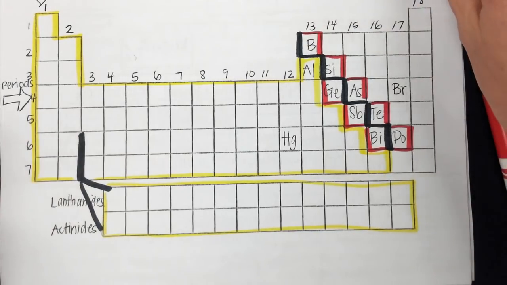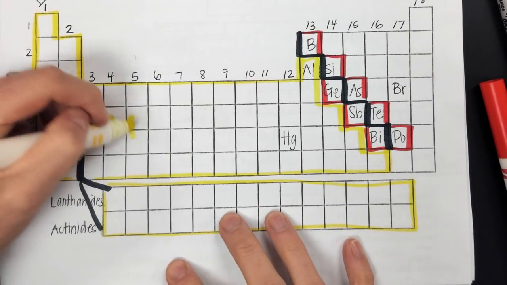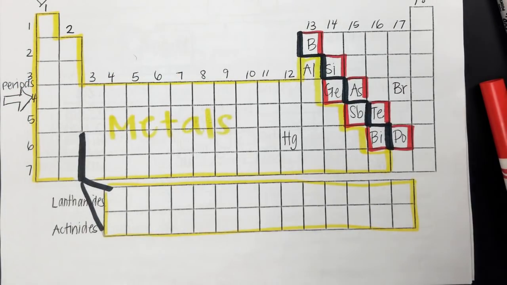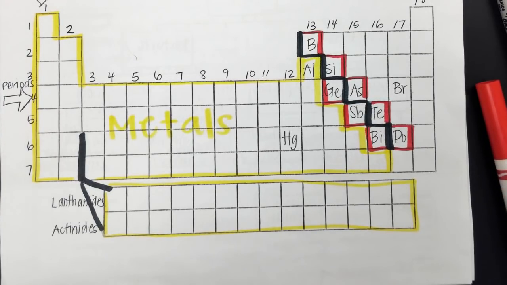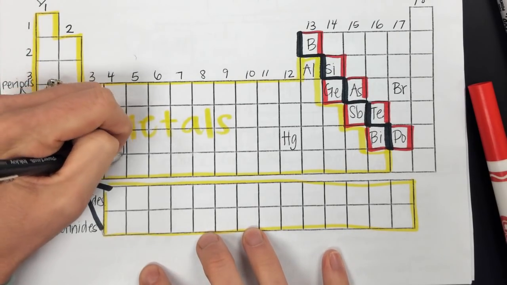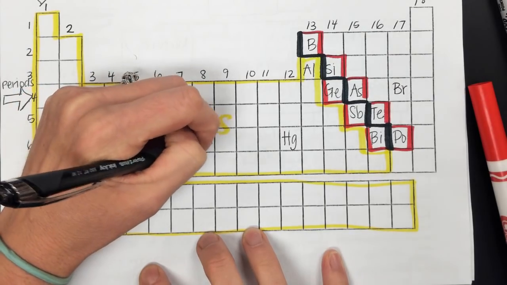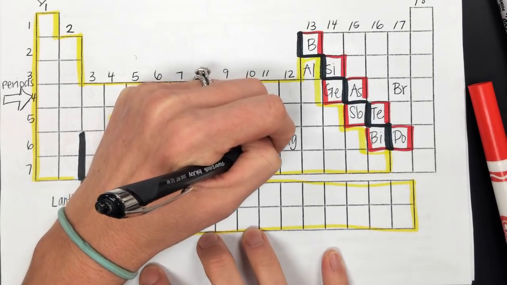So the yellow group, my yellow group, are my metals. And I want you to write down some of the properties of metals. Okay, metals are good conductors of electricity.